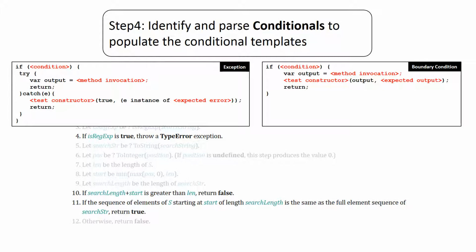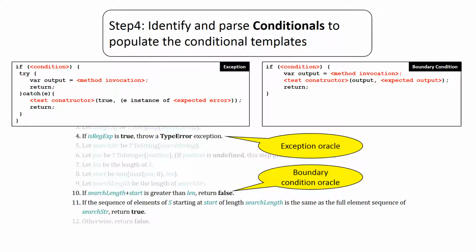Since we are dealing with two kinds of test oracles, namely boundary condition and exception, Swami uses two types of conditional templates corresponding to these. The exception template has an if condition to check if inputs satisfy the exception condition and a try-catch block to verify if the desired exception is thrown by the implementation. The boundary condition template, on the other hand, just has an if condition to check if the inputs satisfy the boundary condition and a test constructor to check if the desired expected output is obtained by the implementation. Swami uses a set of rules to identify if the conditional contains an exception or a boundary condition oracle. For example, in this case, the top conditional statement contains an exception oracle embedded in it, whereas the bottom two conditional statements contain boundary condition oracles.